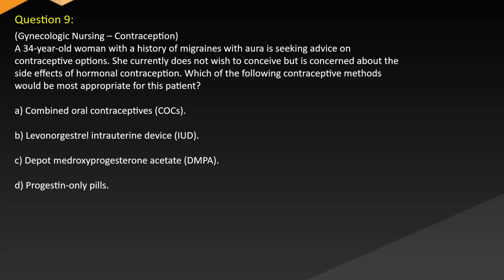Contraception. A 34-year-old woman with a history of migraines with aura is seeking advice on contraceptive options. She currently does not wish to conceive but is concerned about the side effects of hormonal contraception. Which of the following contraceptive methods would be most appropriate for this patient? A. Combined oral contraceptives, COCs. B. Levonorgestrel intrauterine device, IUD. C. Depo-medroxyprogesterone acetate, DMPA. D. Progestin-only pills.